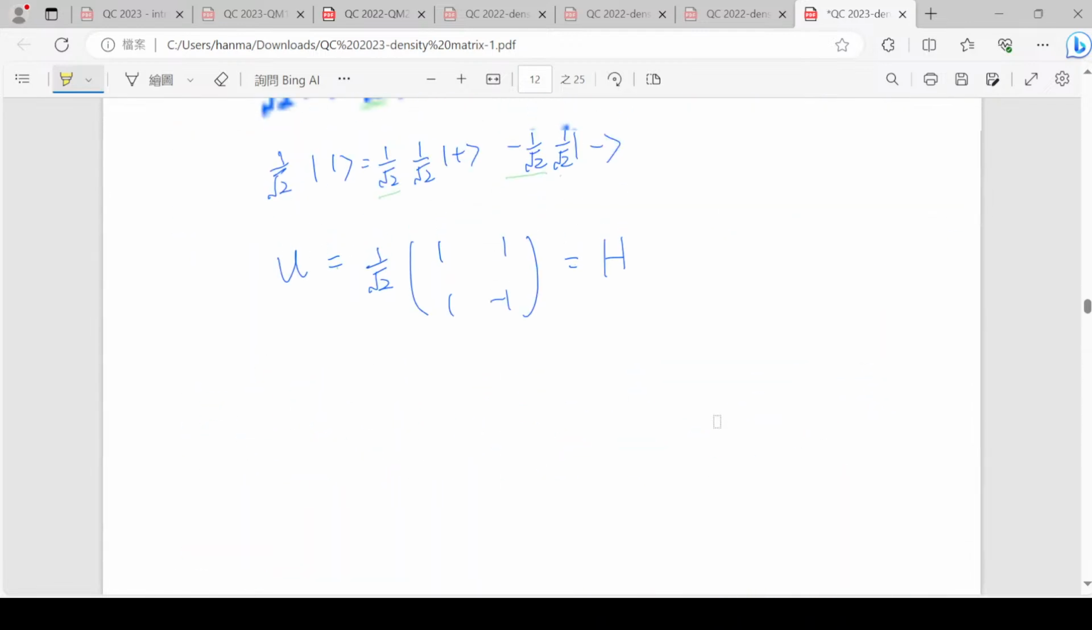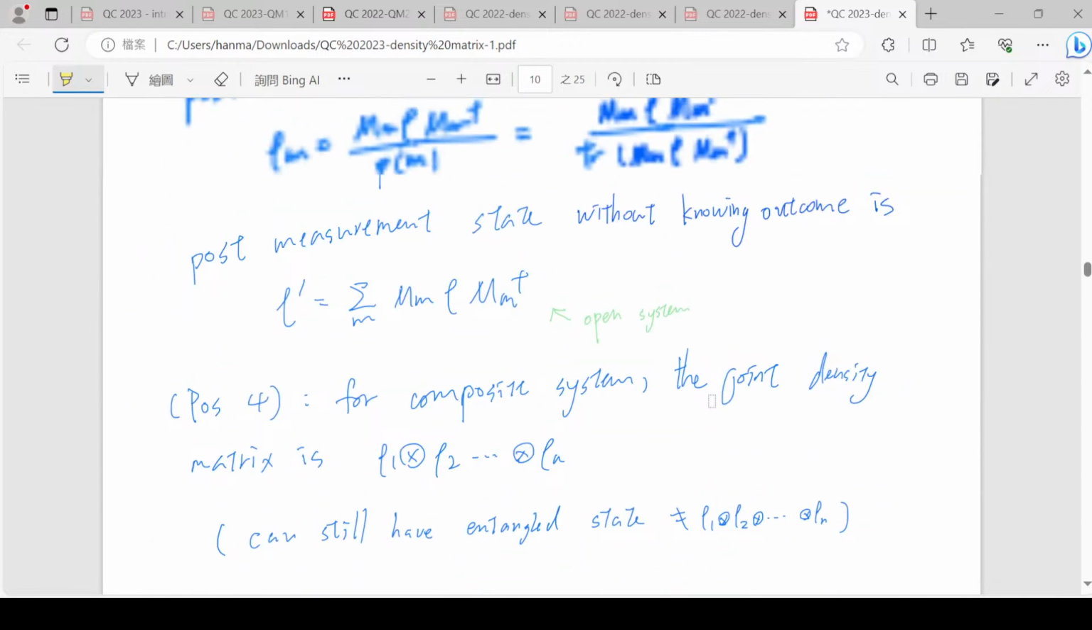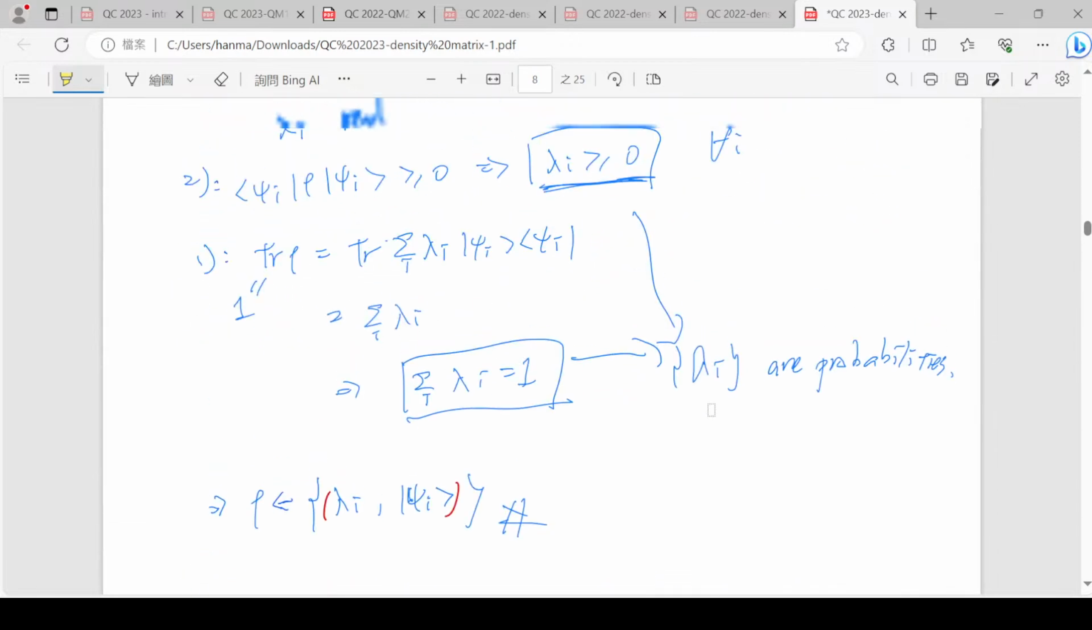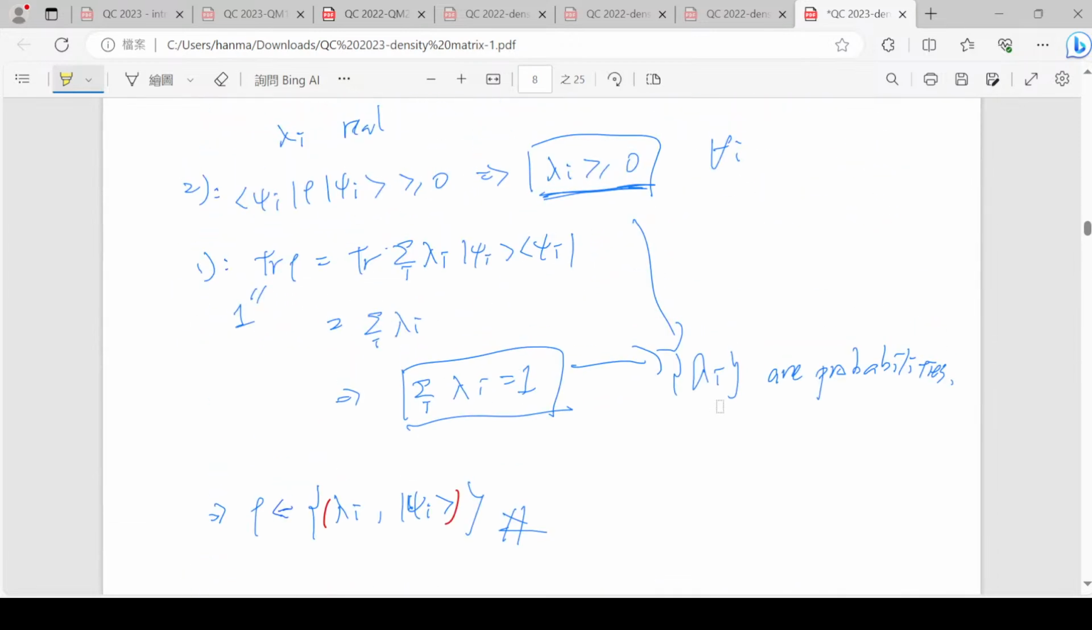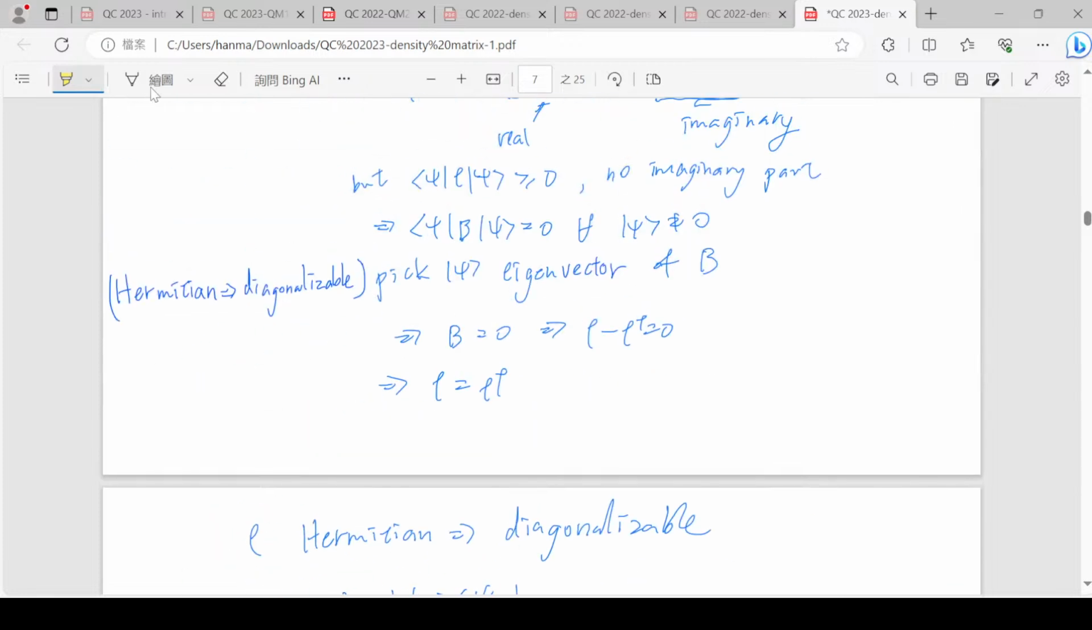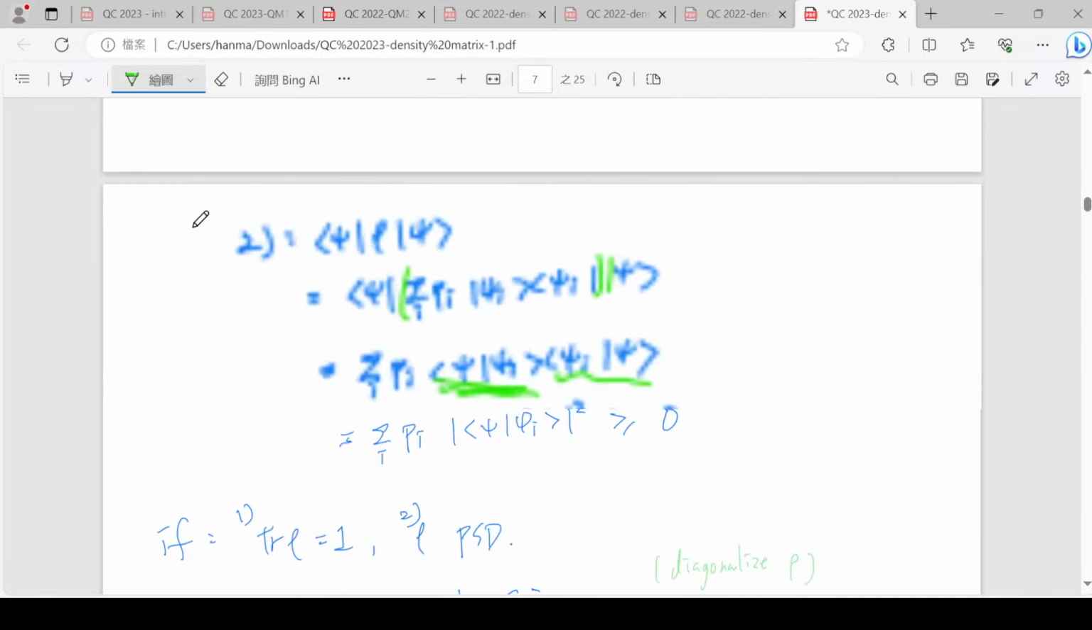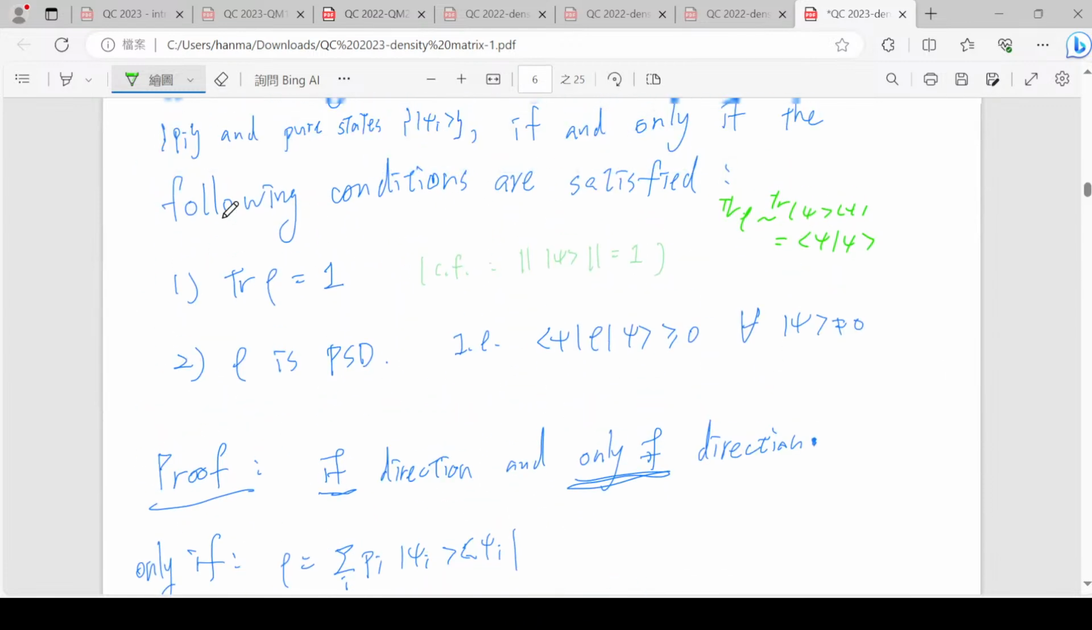Okay, let's get back to our class. Any questions on our derivation or proof of the characterization of the density matrix? Once again, the density matrix. So we just proved that.